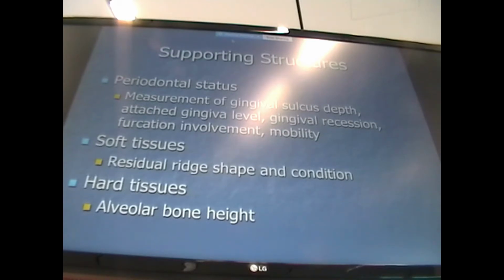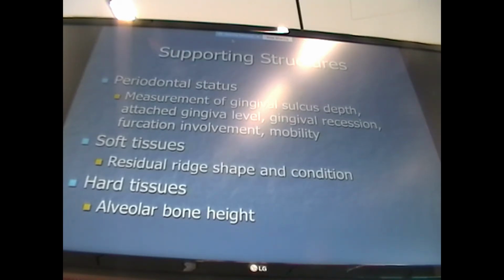What about the residual shape and condition? This is important for pontics. It's important for the flanges of your partial denture. It's especially important for your implants. Today, when we see a ridge that is not satisfactory for either a flange of a partial denture or implants, then we want to consider bone grafting. Will bone grafting help your patient? Is your patient amenable to having a bone graft?